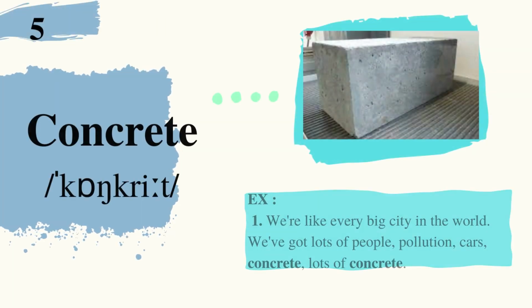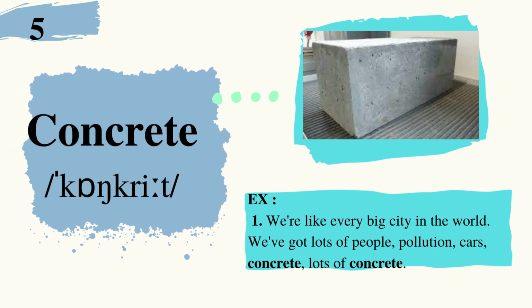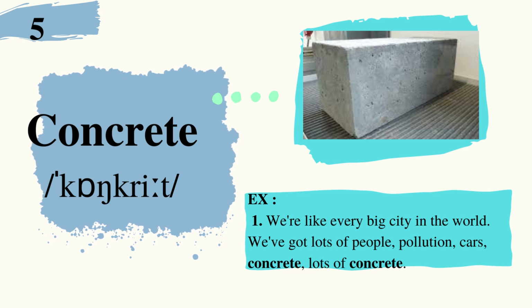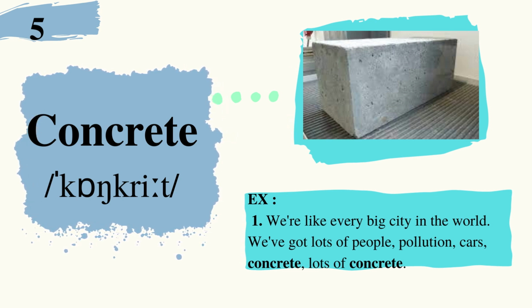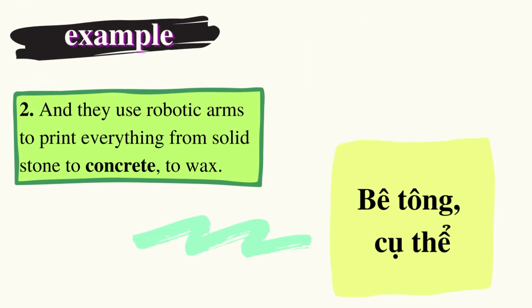5. Concrete. Concrete. Example. We, like every big city in the world, we got lots of people, pollution, cars, concrete, lots of concrete. And they use robotic arms to print everything from solid stone to concrete to wax.